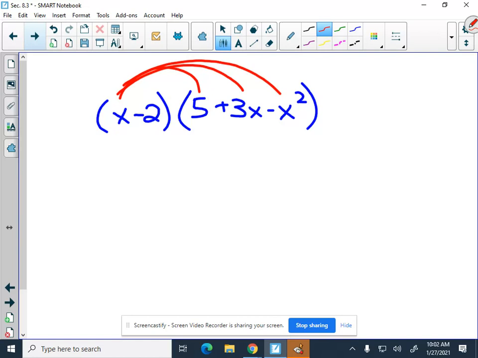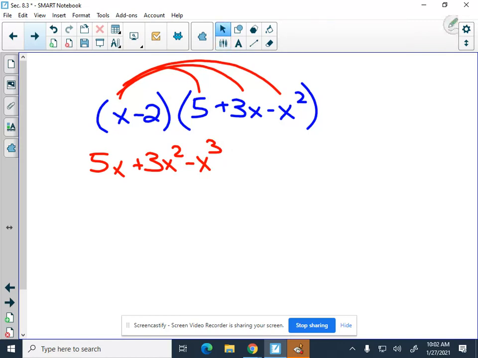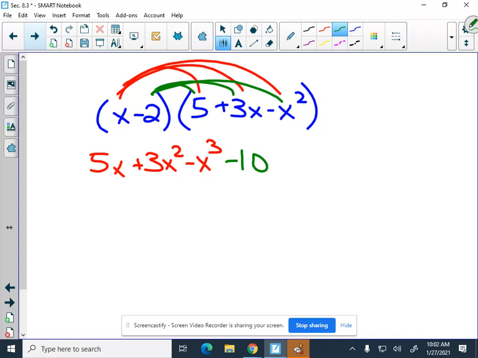So if we take x times all three of those, we get 5x, we get plus 3x squared minus x to the third. Now I'm going to take the negative 2, multiply the negative 2 times all three things. We get negative 10 minus 6x plus 2x squared. The negative 2 is what you have to focus in on. It is a negative 2. So all these signs. This one was positive, positive, negative. Now it became negative, negative, positive.